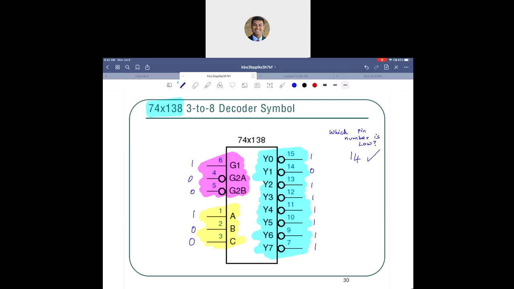All right, let's keep moving. Oh, by the way, let us do this second case in red. I have 101 and I have 100 here. Which pin number will be low? Same question. Which output pin number will be low?